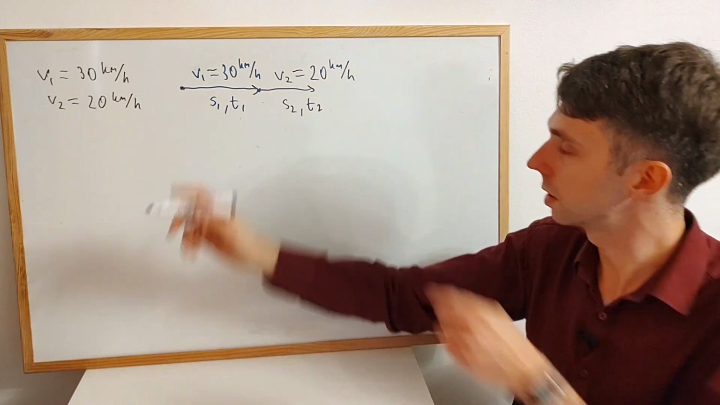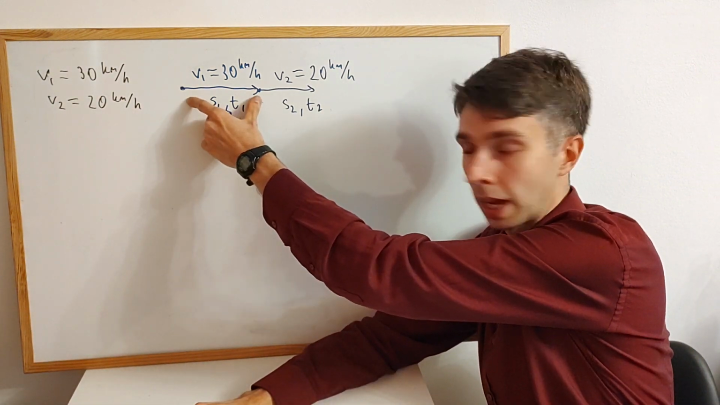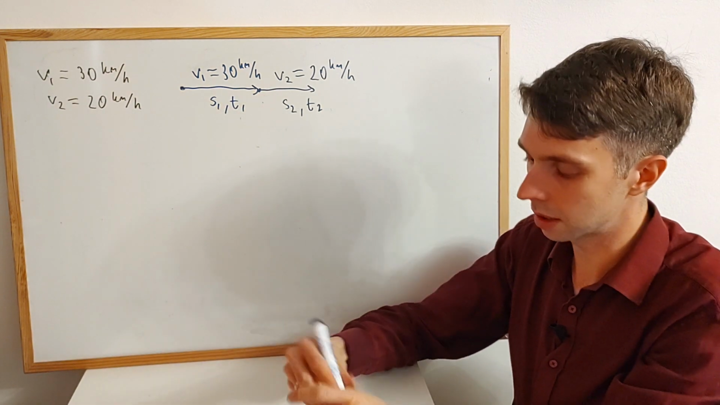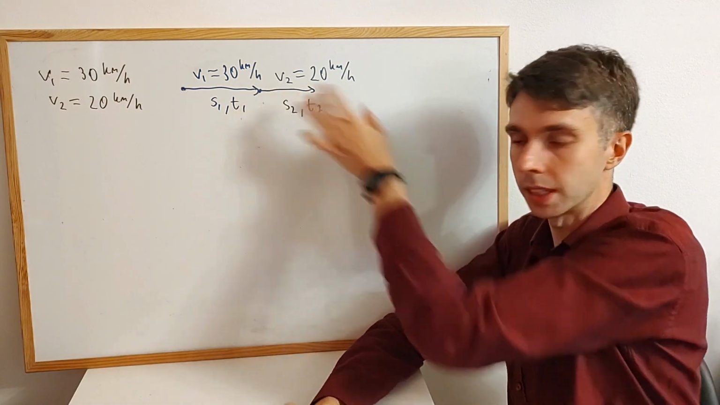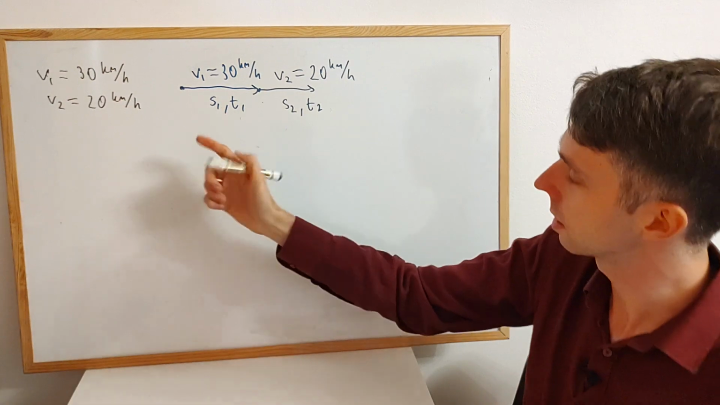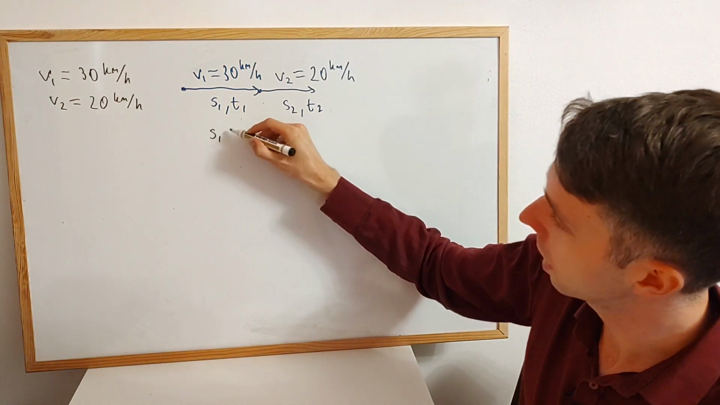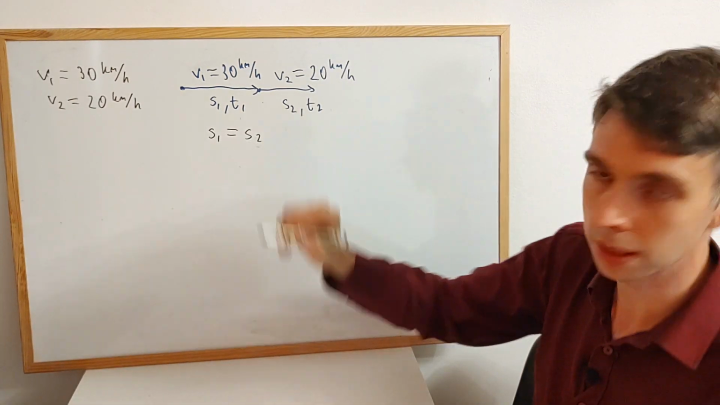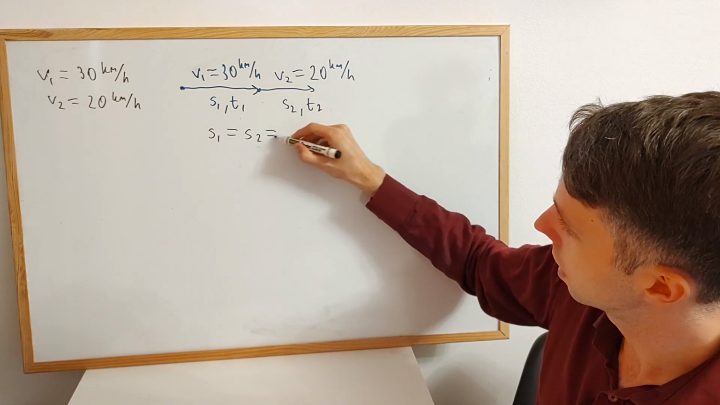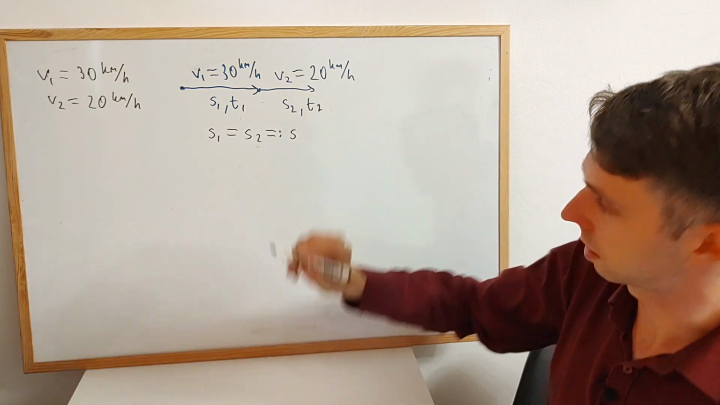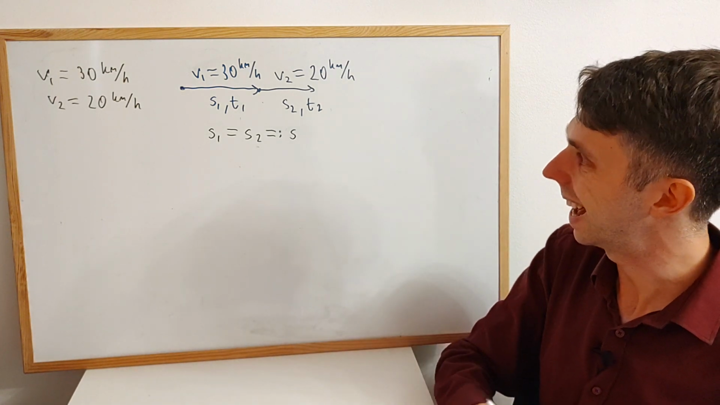Anyway, the second part of the distance, s2, he travels in time t2 with speed 20 kilometers per hour. And it is said that this is half of the way, so half distance. Which means this is half distance and this is half distance. So this means that the distance s1 is the same as distance s2. So for simplicity, let's call them s, common distance s.